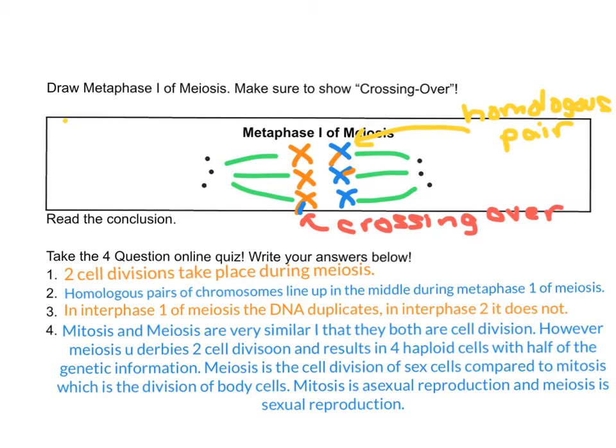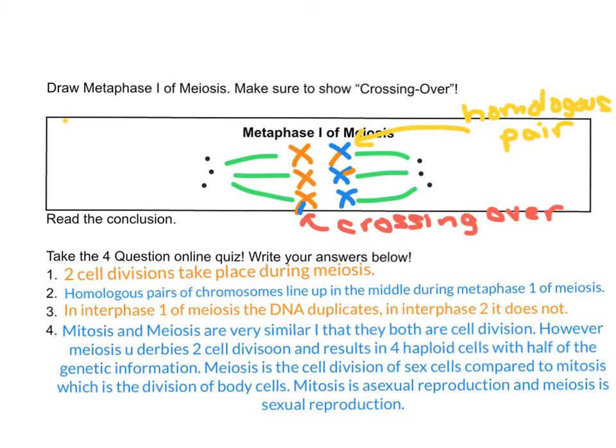And last but not least, what have we learned from this video? Well, hopefully overall we've learned that these 2 processes are very similar. They're both a form of cell division. Meiosis undergoes 2 cell divisions and results in 4 haploid cells. Haploid means that it results in half of the amount of genetic material that the original parent had.